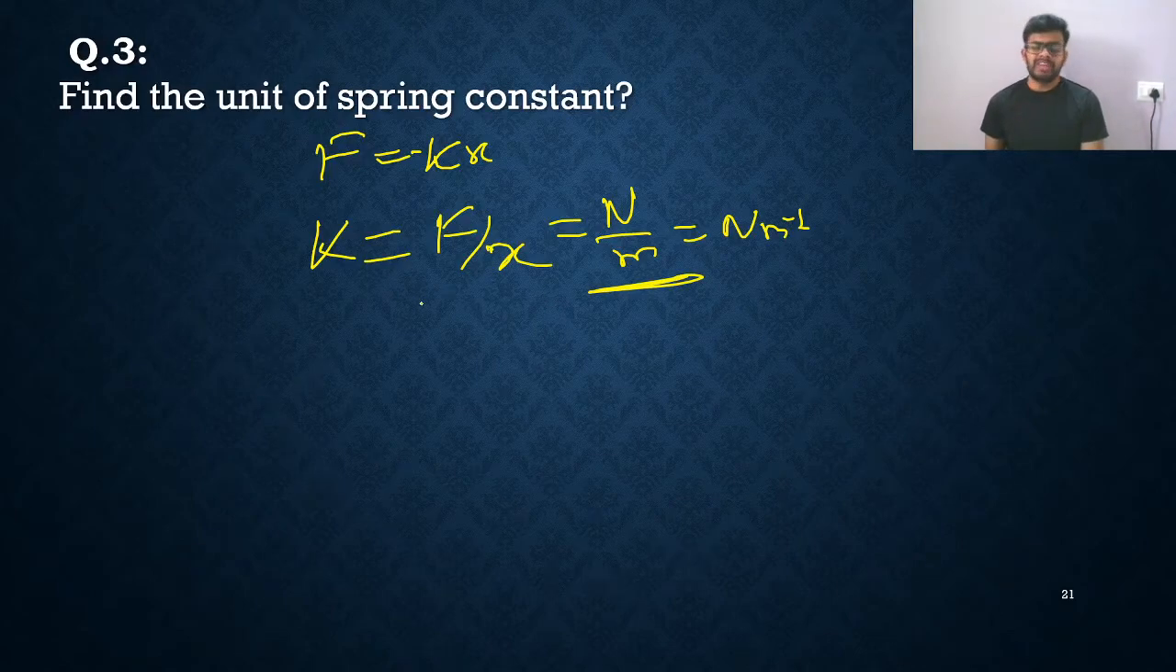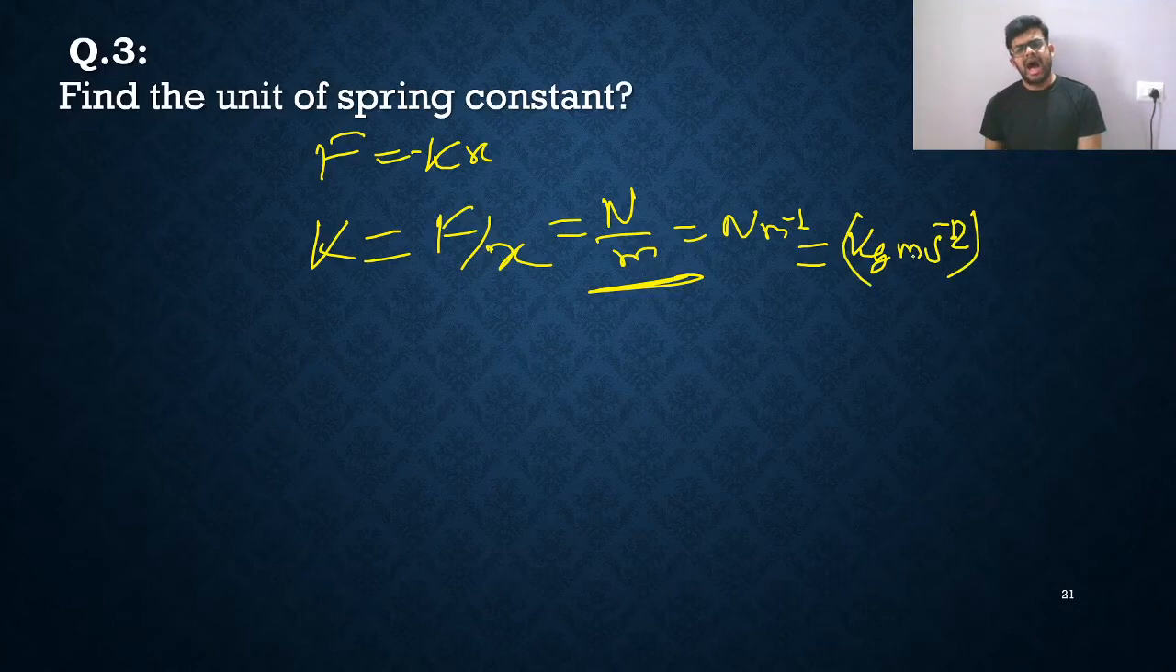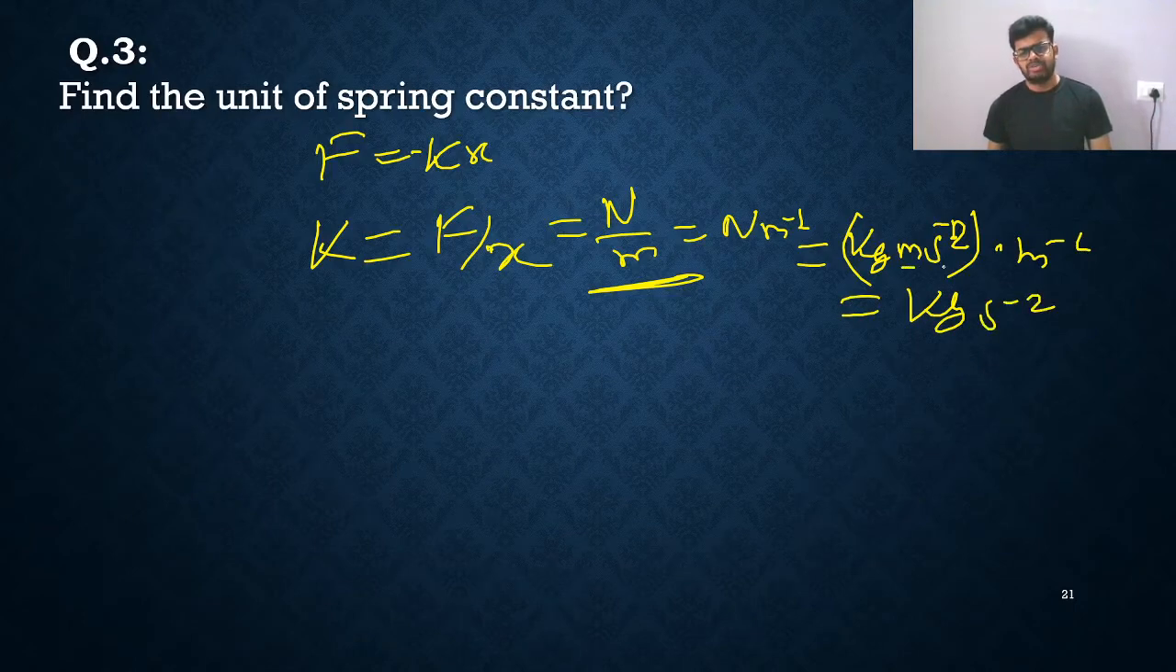That's all. But if someone asks you to find this in terms of fundamental units, what will you do? Newton is kg meter per second square. How did you get kg meter per second square? F is equal to ma, right? M is kg and a is meter per second square, into meter inverse. So finally you are getting kg per second square, because meter raised to plus 1 minus 1 is 0. So that's all. This is the answer, and all of you can do it, right?